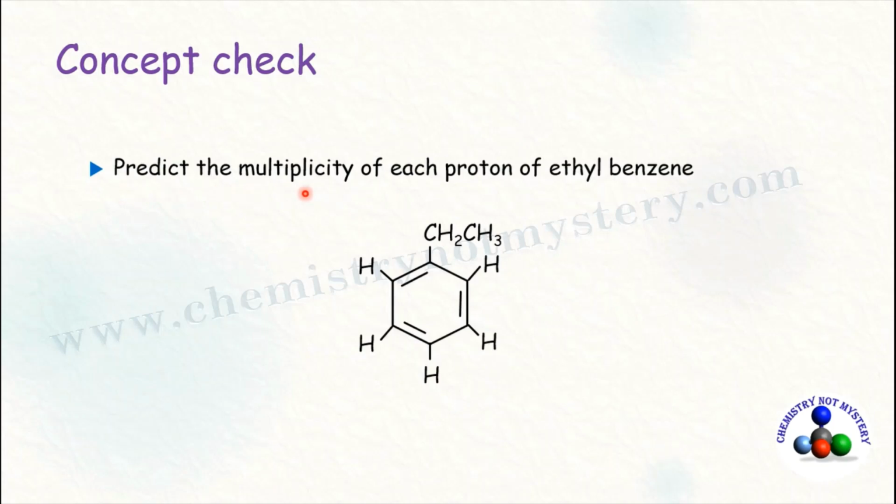Now let's predict the multiplicity of each proton of ethyl benzene. First of all, identify the sets of chemically equivalent protons. Then use the n plus 1 rule.